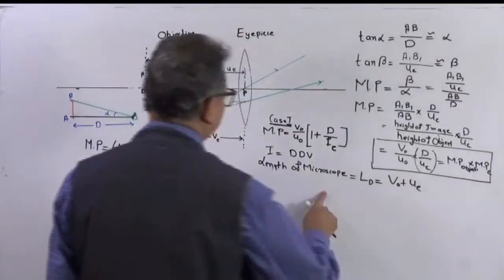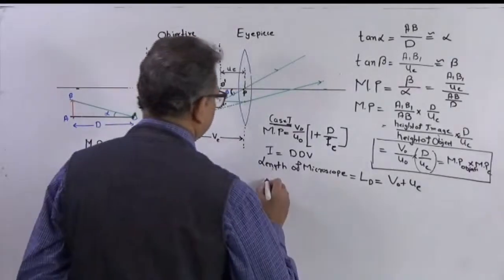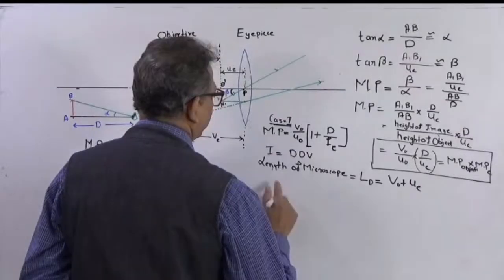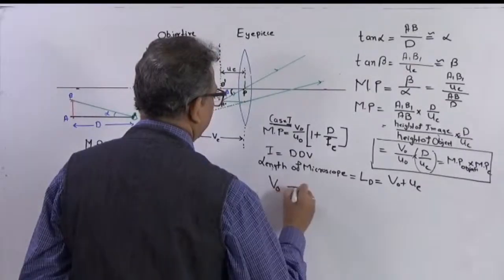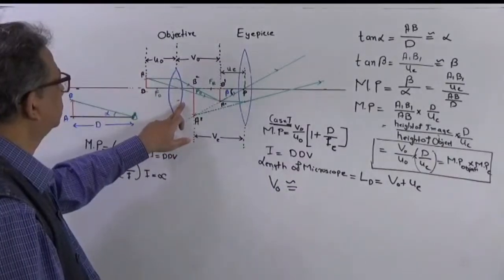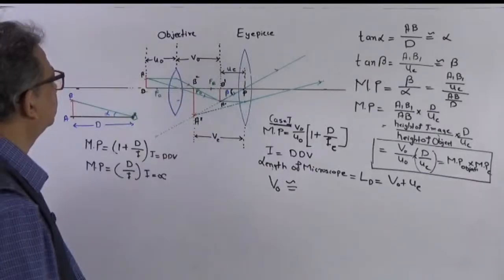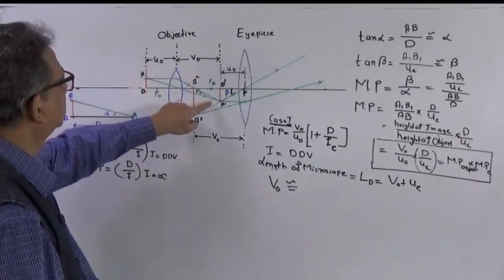Now, length of a microscope, we are going to do certain approximations. So in these approximations, what are we going to do? Let us see. V0 will be approximately equal to how much? What is V0? V0 is the distance of the image from the object.